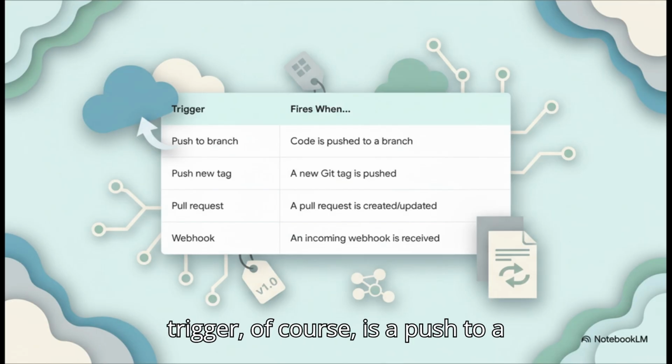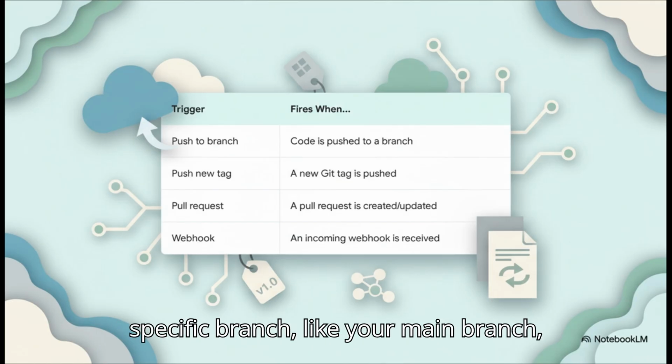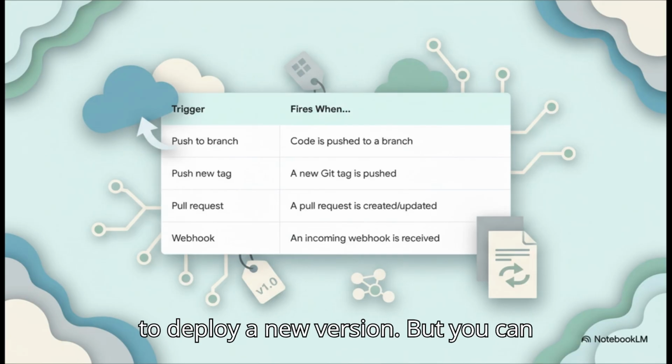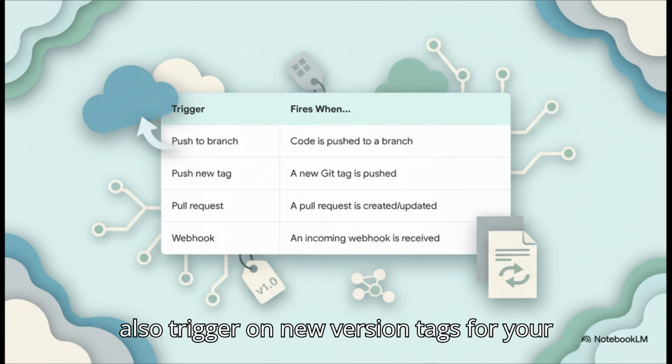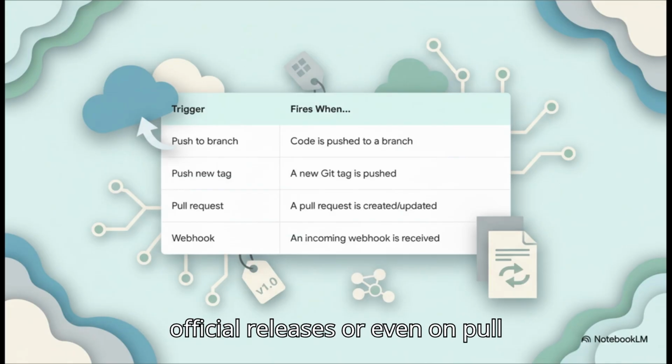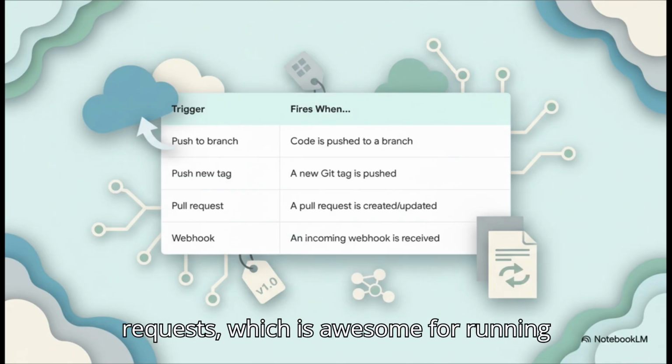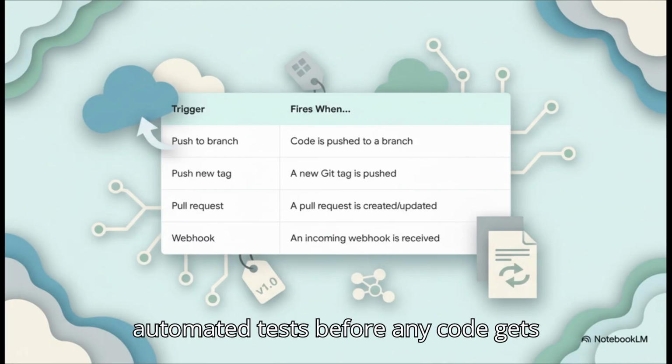The most common trigger, of course, is a push to a specific branch, like your main branch, to deploy a new version. But you can also trigger on new version tags for your official releases, or even on pull requests, which is awesome for running automated tests before any code gets merged.